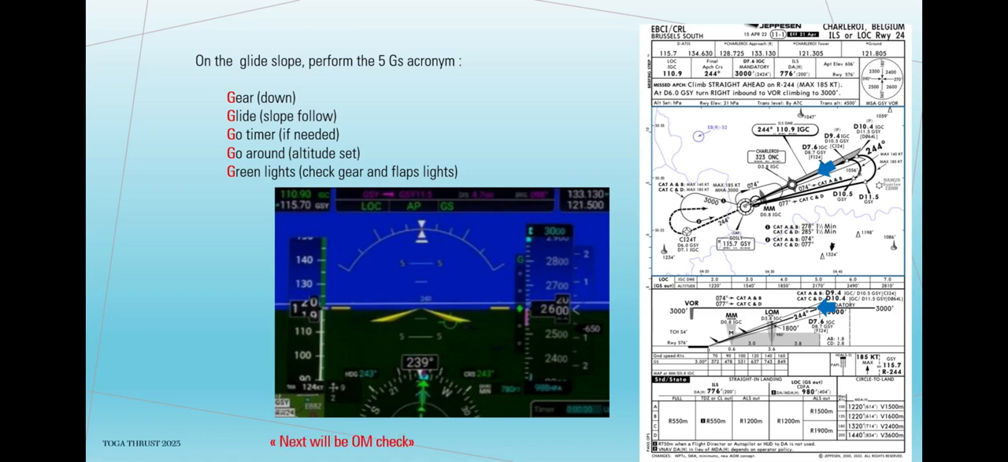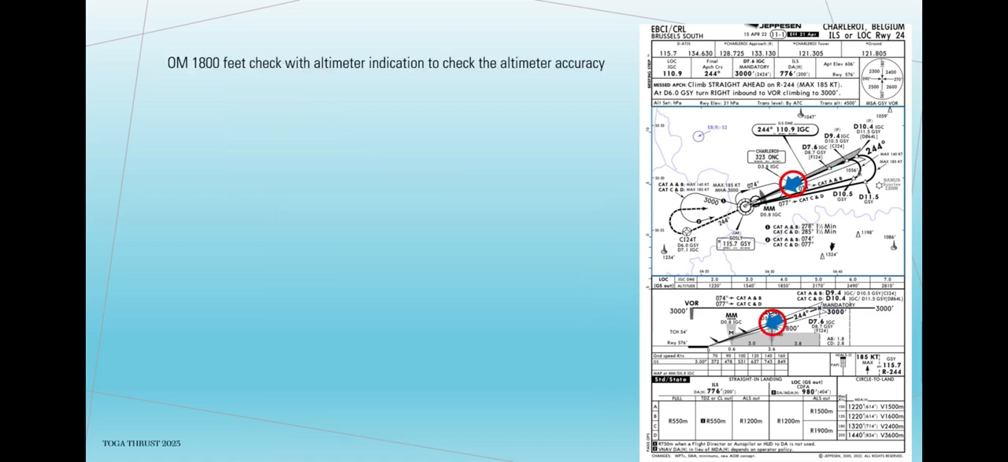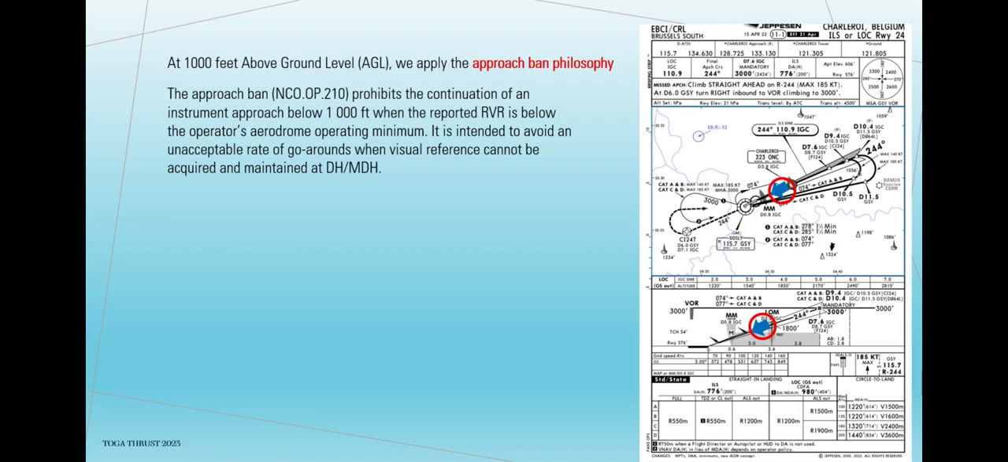Next will be outer marker check. Outer marker, 1,800 feet, check with altimeter indication to check the altimeter accuracy. Next will be 1,000 AGL. At 1,000 feet above ground level, AGL, we apply the approach ban philosophy.